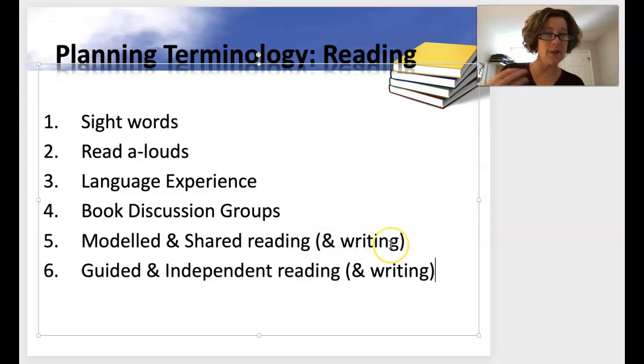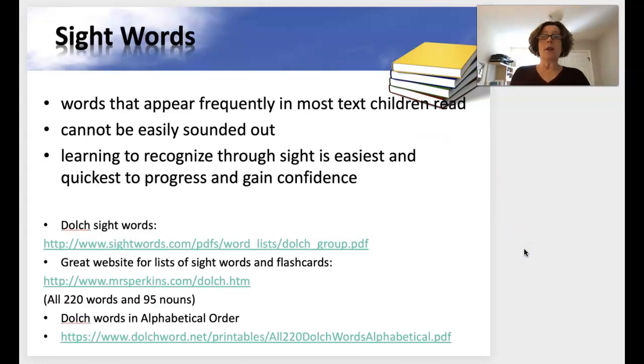I have reading and writing, just so you know that this applies to both, but I'm going to focus on reading, and guided and independent reading, and of course writing in there as well. Okay. So let's start with sight words. Sight words are basically words that appear frequently in most texts that children read. They're not particularly easy to sound out, and learning to recognize them by sight is easiest and quickest to progress and gain confidence in reading.